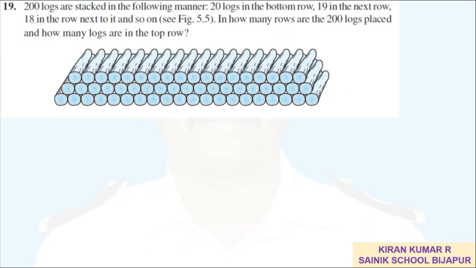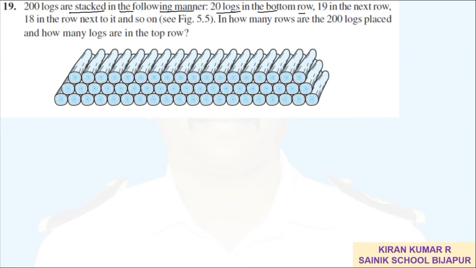Question number 19. 200 logs are stacked in the following manner: 20 logs in the bottom row, followed by 19 in the next row, followed by 18 in the next row, and so on. How many rows are there for 200 logs placed, and how many logs are in the top row?